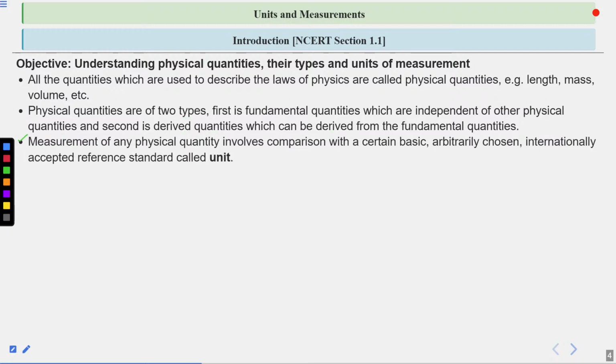Measurement of any physical quantity, listen carefully, involves comparison with a certain basic quantity, arbitrarily chosen, internationally accepted reference standard, and called unit. So, to represent any physical quantity, we use the term unit.